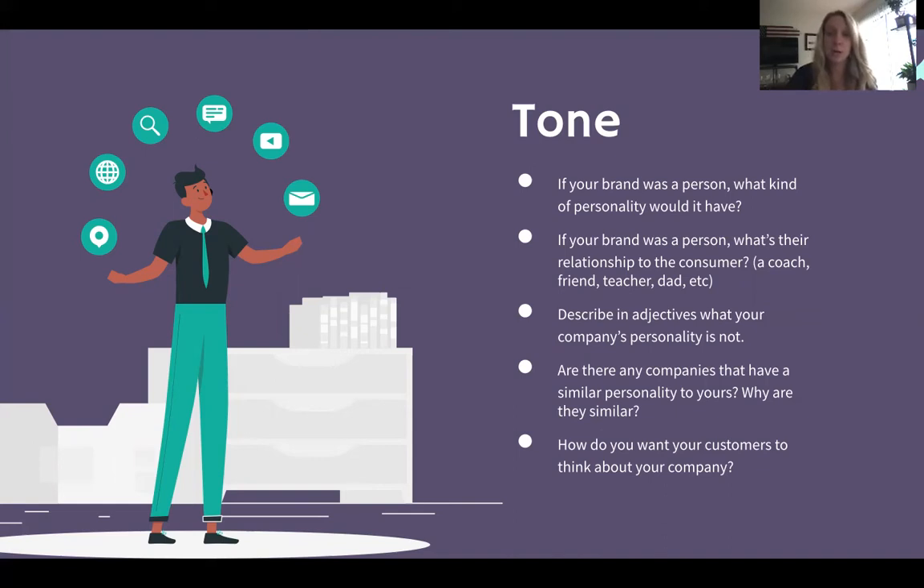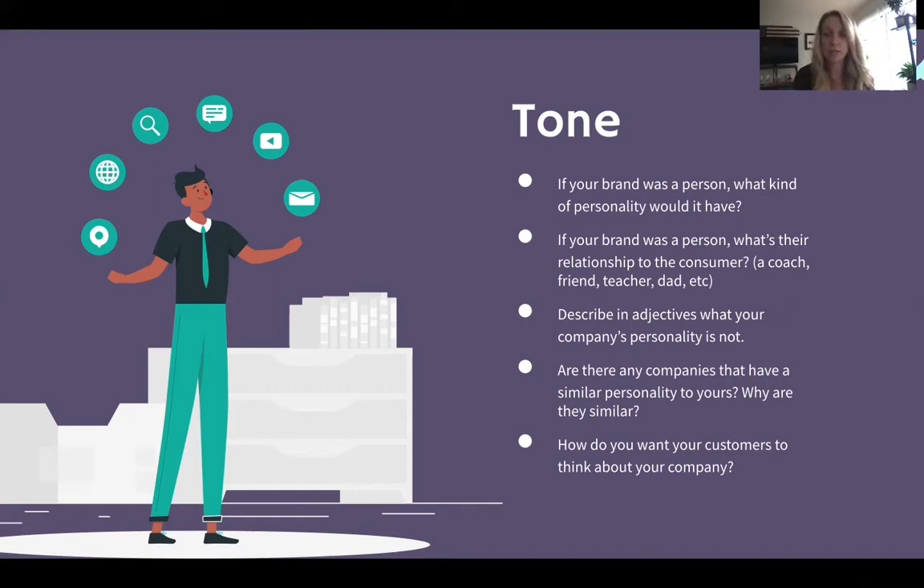So what would that relationship, that brand's relationship be as a person with a customer? So is it a coach? Is it a friend? Is it a teacher? Is it a dad? Are you telling dad jokes on your platforms? Really understanding what that relationship is so that you can structure your ideas and your messaging around that relationship.